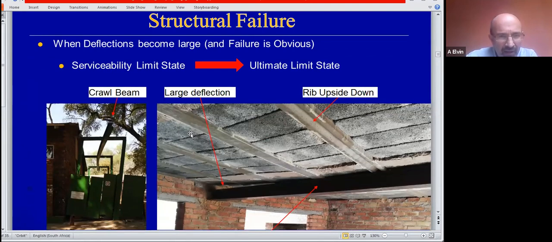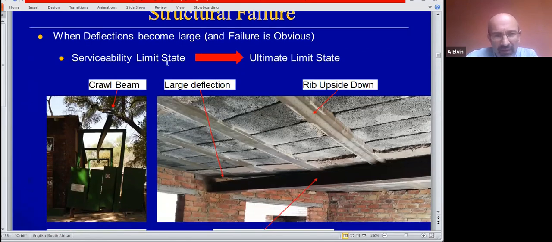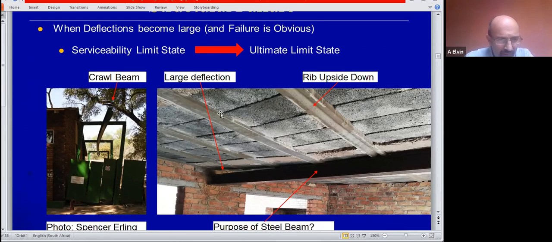So here are other examples of failures, serviceability limit state now, which now is so gross, so large that it leads to ultimate limit state failure or might lead to an ultimate limit state failure. And I'll give you two examples.